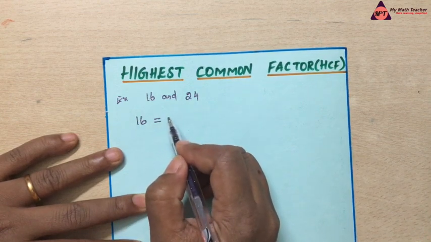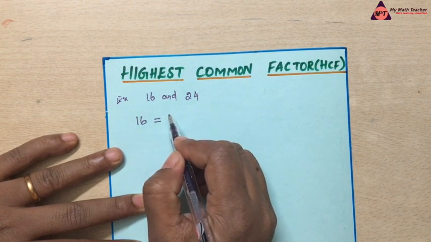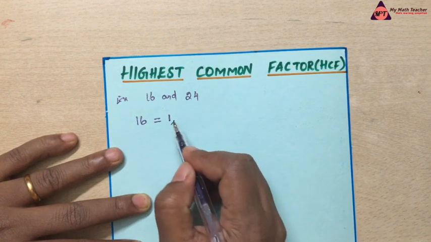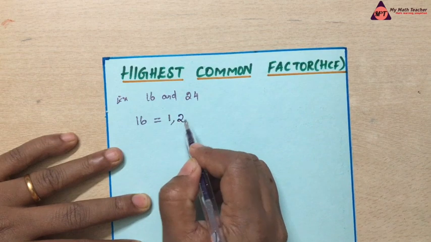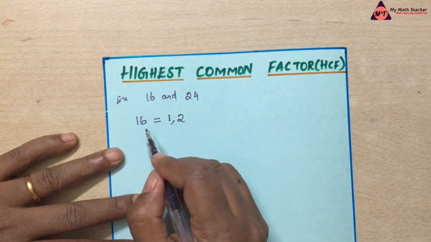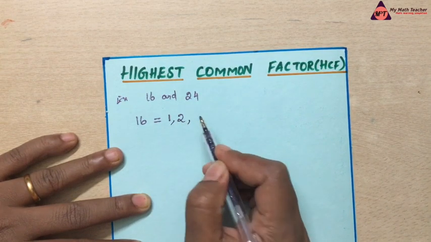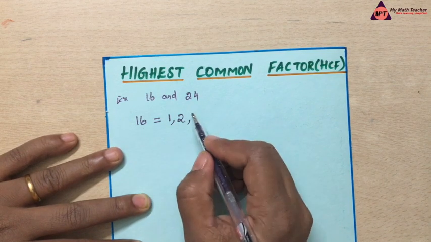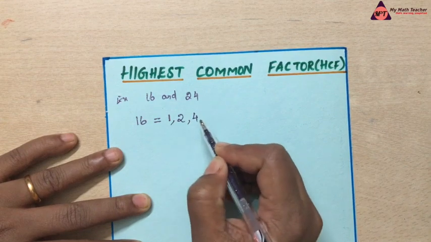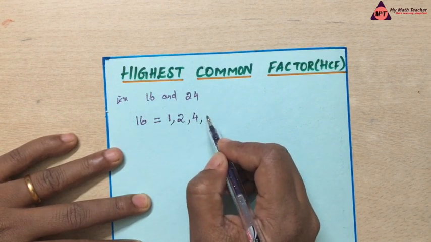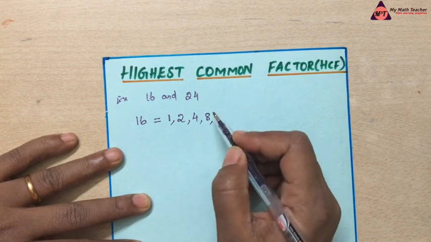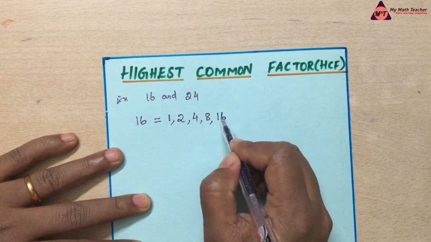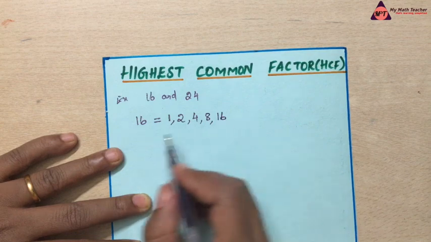So starting from ascending order, let's start from 1. When we divide, we'll get the remainder as 0. Next, 2 is the factor because when we divide, we'll get the remainder as 0. Now 3 is not a factor because the remainder will be 1. Next, 4 is a factor. 5, 6, 7, 8. Yes, 8 is a factor, and then 11, 12, 16 is a factor. Finally, we have all these factors.